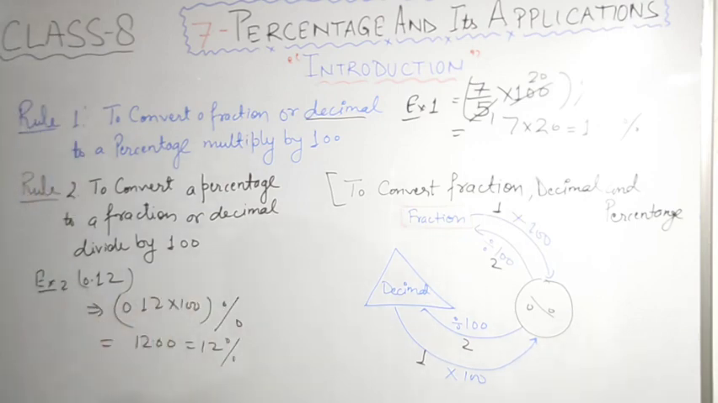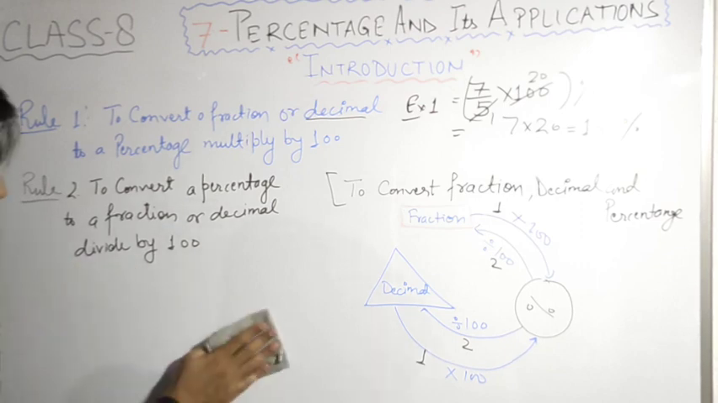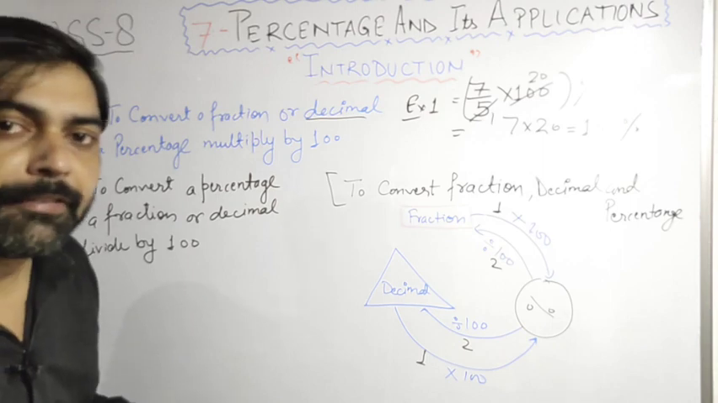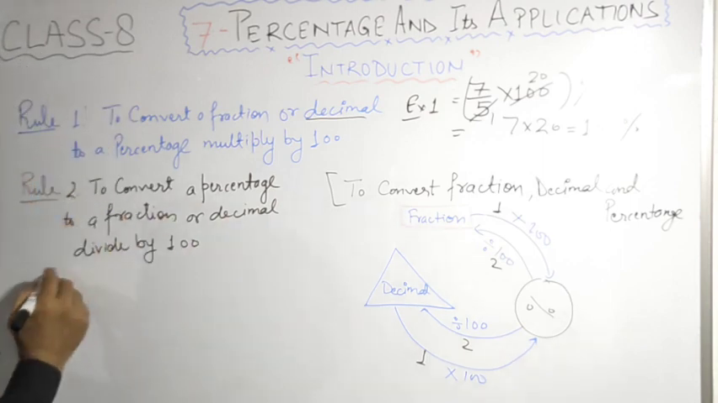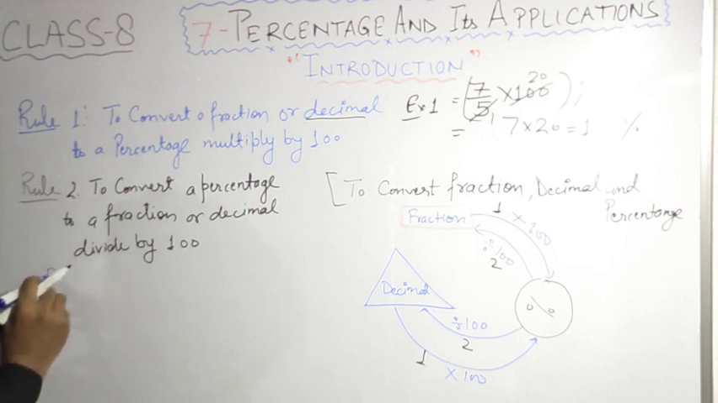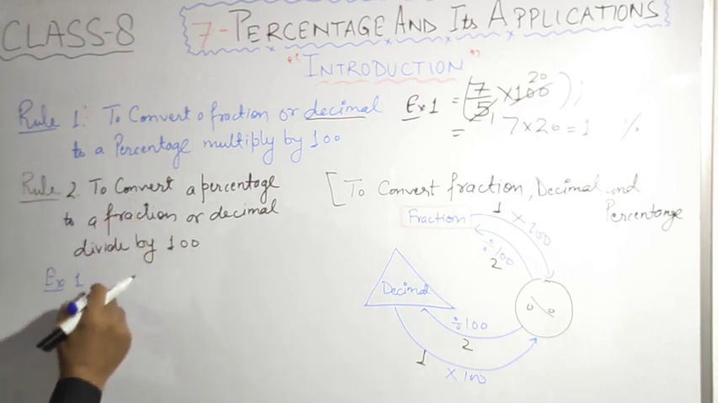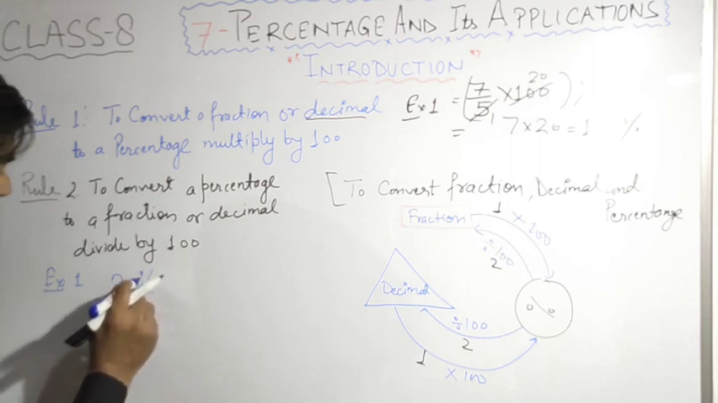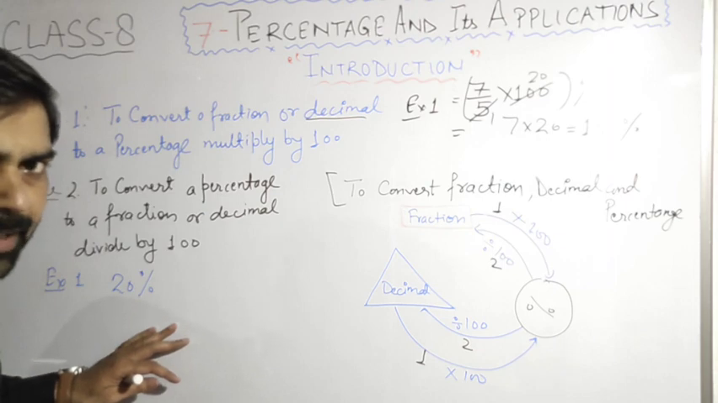Now an example of the second rule, means if you have to convert a percentage into a fraction or decimal, how will you do it? Okay, so the first example will be here. Example number 1. Suppose we take this example, convert 20%. What is given? Here 20% is given, and the question is saying convert in a fraction form.